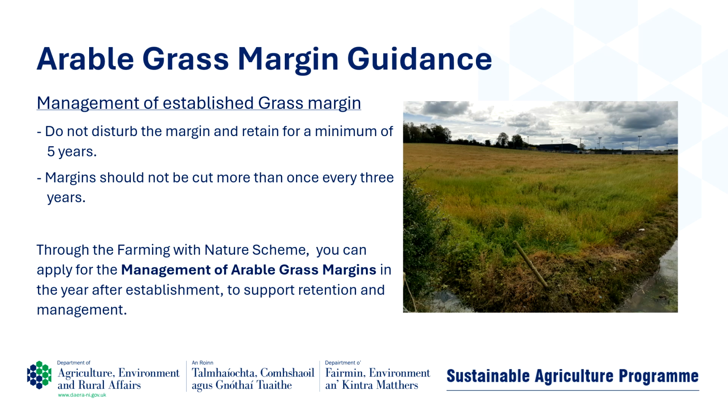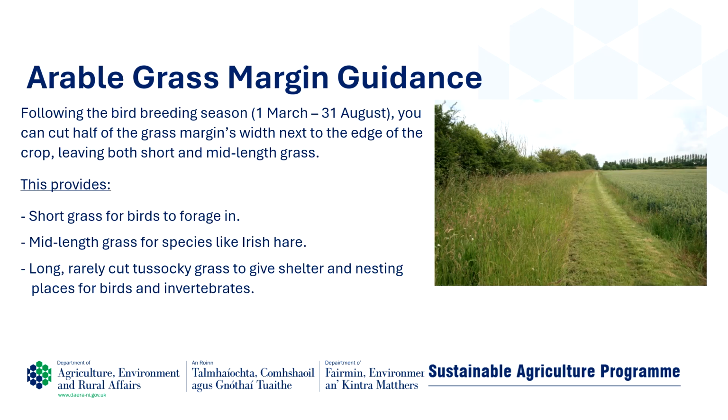Once established, the grass margin should not be disturbed and must be retained for a minimum of 5 years. These margins are permanent low-maintenance habitats, requiring little disturbance and should not be cut more than once every 3 years to allow mature tussocks to develop and support a host of farmland wildlife. Through the Farming with Nature scheme, you can apply for the management of arable grass margins in the year after establishment to support retention and management.